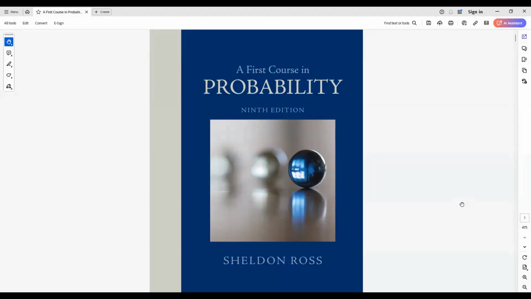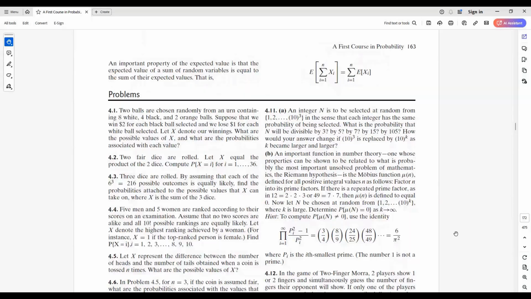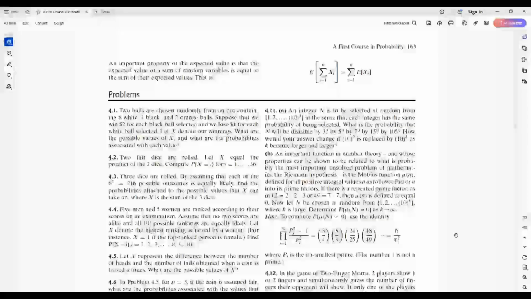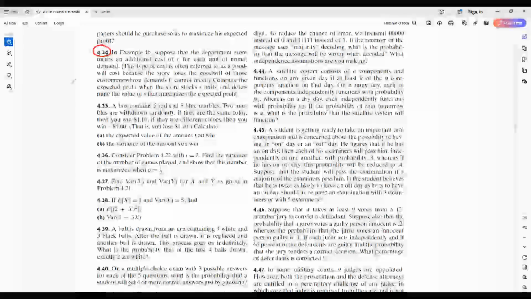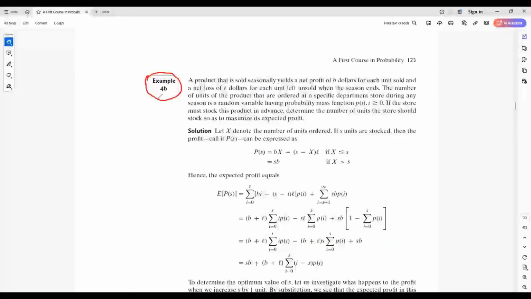Hi, questions in probability. In this textbook, problems in chapter 4, problem 4.34, example 4B.